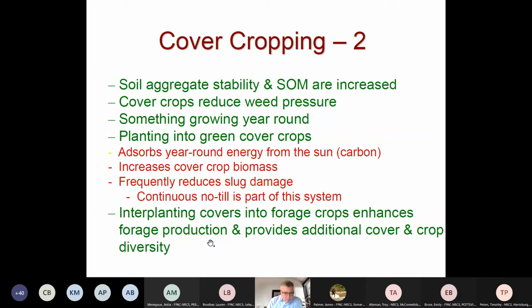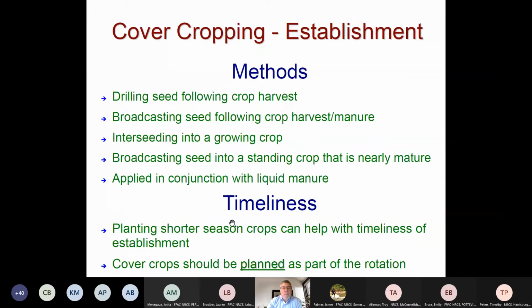Again, these are innovative practices that we're looking to innovative farmers and Penn State researchers to help us understand where and when these practices are going to be recommended. There's a number of ways of establishing cover crops. Probably the gold standard is using a drill planter, a grain drill seeder, and planting that cover crop immediately following the main crop harvest. Sometimes time can be a bind, and so broadcasting the seed with a spinner spreader following crop harvest, maybe before manure application, after manure application, will get the seed out there.